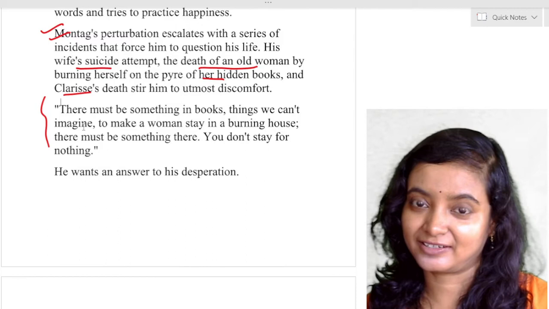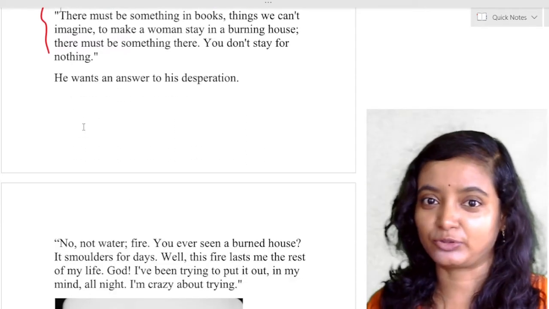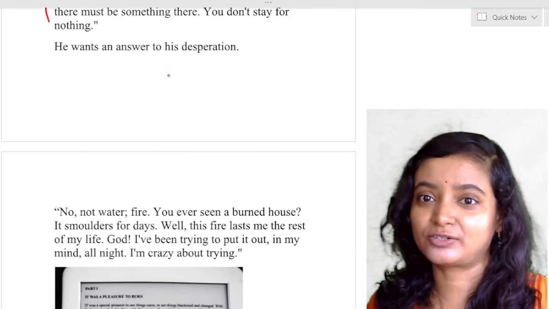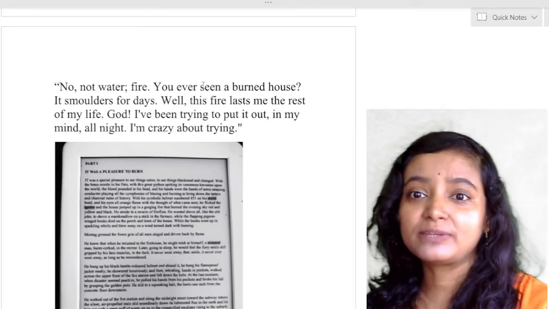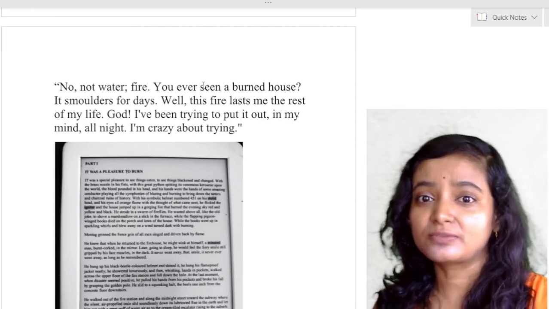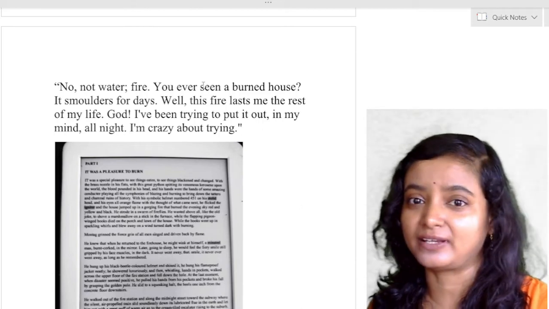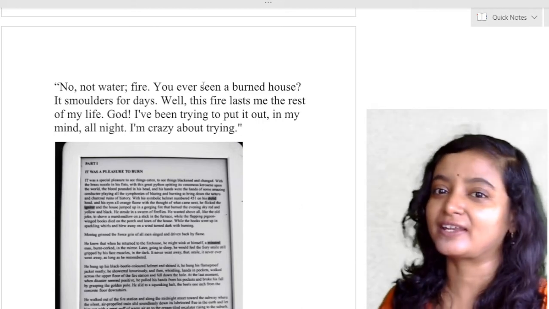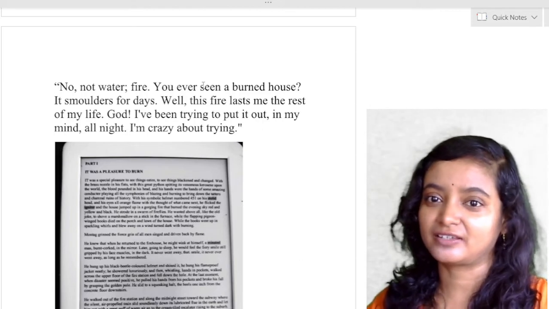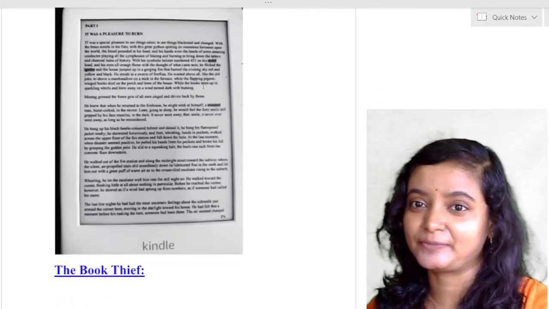She died in an accident. Whether the accident is framed or not, I don't know. So he wants an answer to his desperation. What is the answer? No water, fire. Have you ever seen a burned house? It smolders for days. Well, this fire lasts me the rest of my life. God, I have been trying to put it out in my mind all night. I'm crazy trying. But Montag cannot douse that fire in his head.